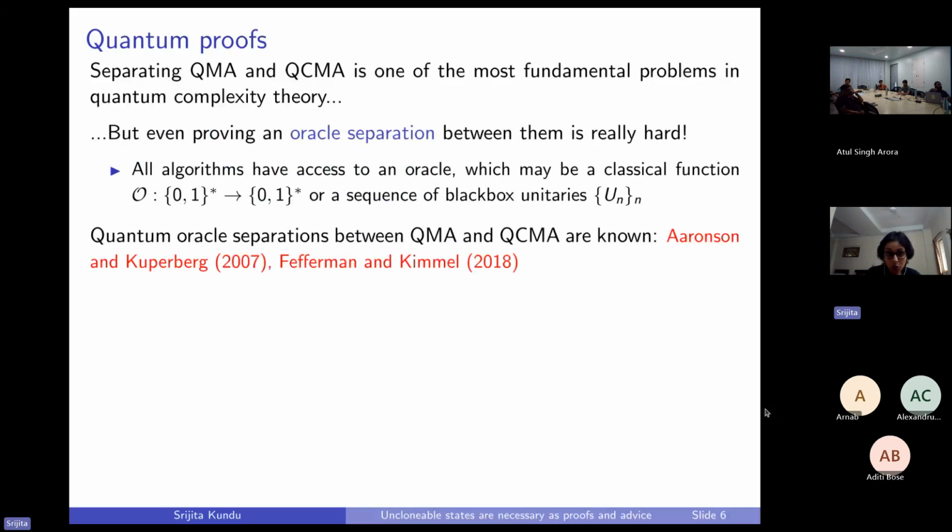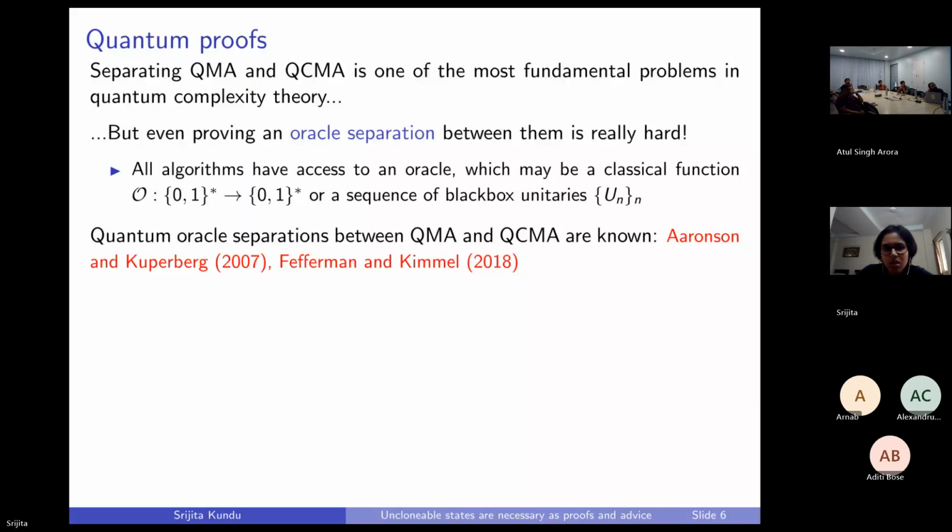So quantum oracle separations between QMA and QCMA have been known for a while. The first one was shown by Aaronson and Kuperberg. Since then, there have been some other, slightly less quantum, oracle separations by Buhrman and Kretschmer, for example. Yeah, sorry to interrupt, but when you have black box unitary access, do you also give access to the inverse of the unitary? Is that important? It doesn't matter, or?